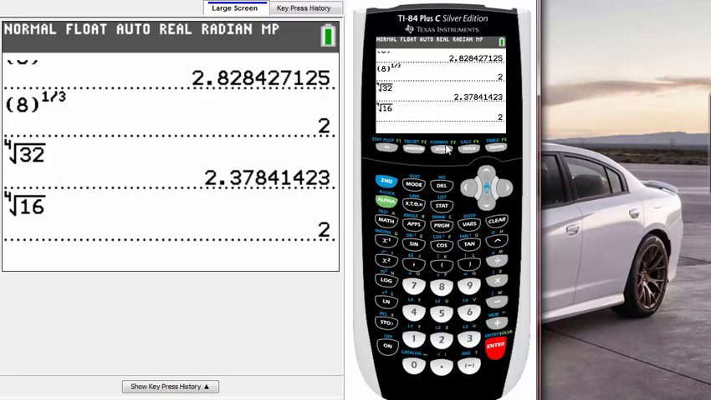So yeah, this tutorial was about how to type square roots or powers like squares.